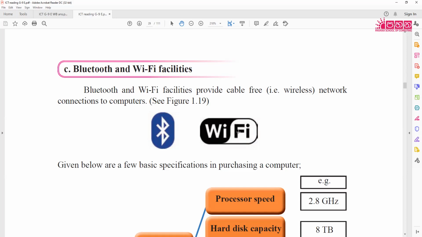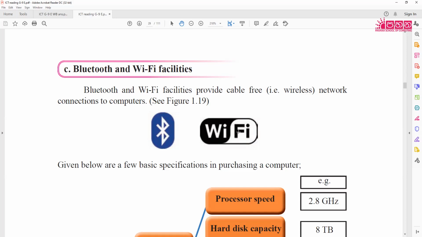But what you need to remember, for wired network connection, we are using Rj45. Wireless, we have different technologies. Bluetooth is one, and Wi-Fi is another one. You should identify them using the symbols. So when you purchase a computer, you have to look after these ports.